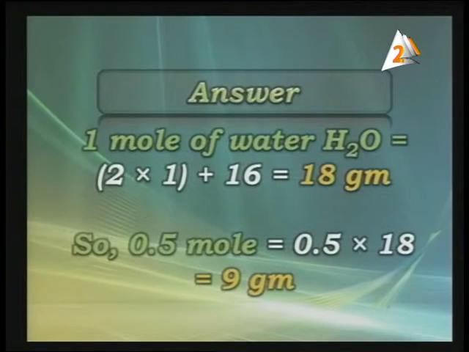1 mole of water, you must calculate 1 mole of water in each one of these problems. 1 mole of water, H2O, equals 2 times 1 is 2 for hydrogen plus 16 for 1 oxygen, gives us what? Gives us 18 grams. So 1 mole of water contains 18 grams. So here the 0.5 moles equal 0.5 times 18, it gives us 9 grams. So the 9 grams is half mole of water.